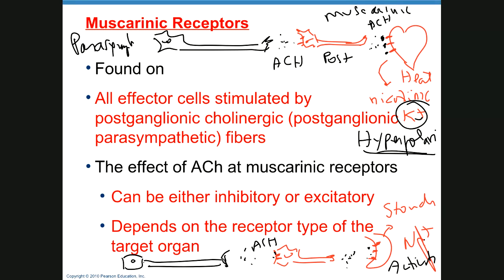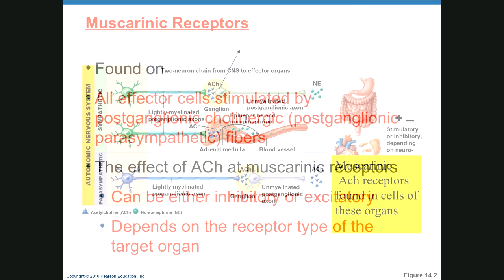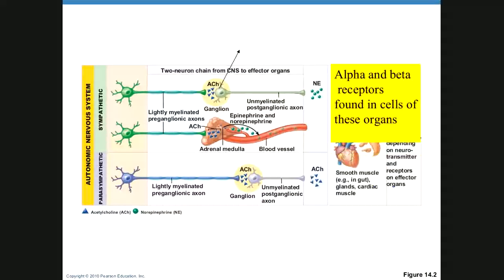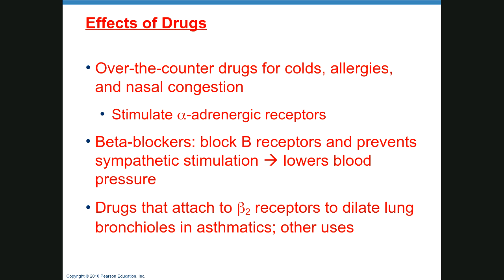Okay, so hopefully that makes sense, and that's why muscarinic receptors can be inhibitory or excitatory. All right, so that takes care of parasympathetic. Let's deal with sympathetic. The receptors for norepinephrine can be alpha or beta receptors, and they can be, again, excitatory or inhibitory. So we have two types of receptors, alpha and beta.